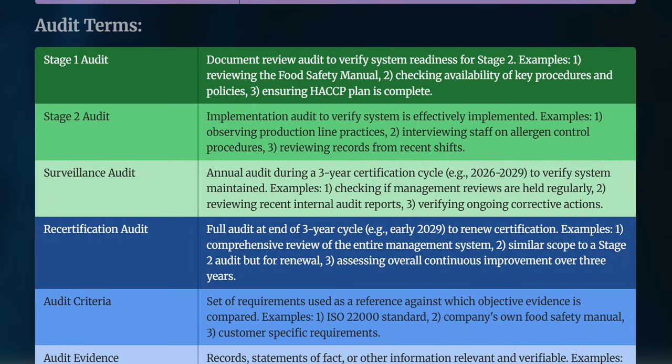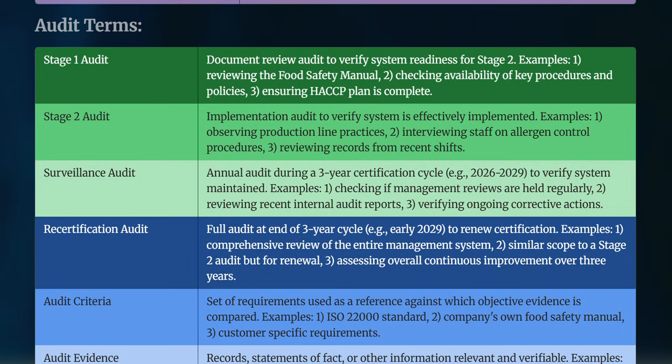And then you have a stage two audit, which is when the implementation audit happens to verify the system is effectively implemented. That is stage two. Examples of a stage two audit: observing production line practices in real time, interviewing staff on allergen control procedures, or reviewing records from recent shifts. All these examples are part of a stage two audit.